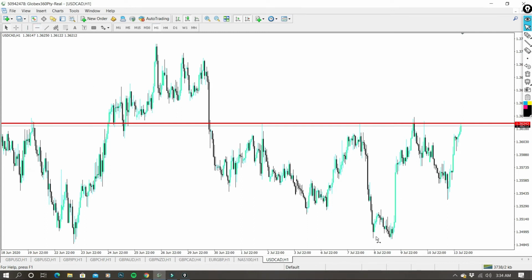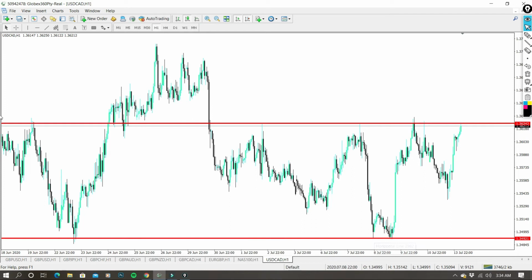Come to your horizontal line, you add this line right there. Why is this my support level? Simply because it has touched once, twice, and the third time. Hopefully when it comes down, it will touch for the fourth time and maybe even go back up.